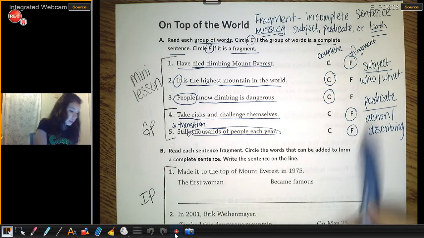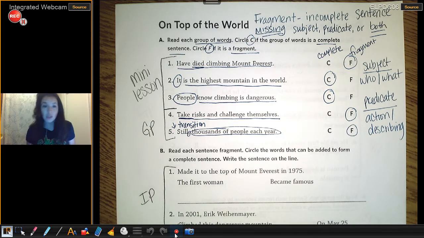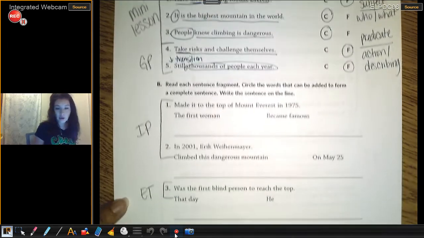But I am focusing on finding who or what for my subject. I'm focusing on finding an action or describing for my predicate. That's what I care about today when I'm looking for fragments, okay? So you are being a sentence detective. You are revising today. You are checking for complete sentences. Let's go check what you're going to do on your exit ticket.